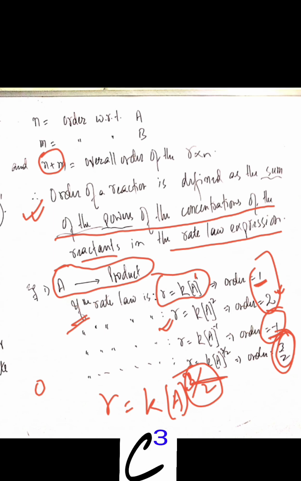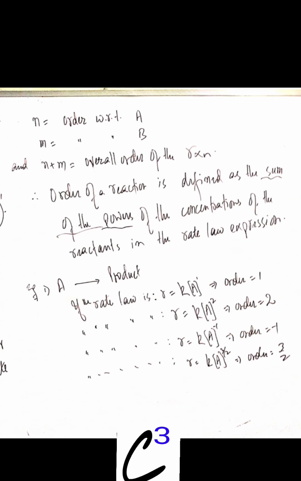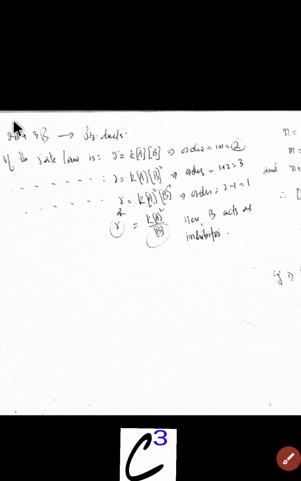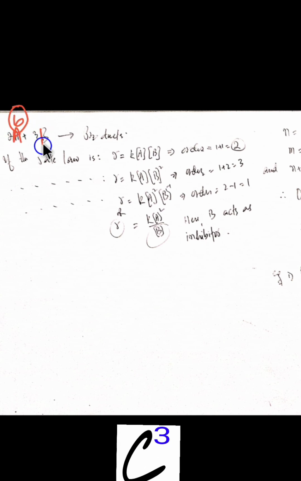Okay, now let us move to the next example. This is the second example, which is for two reactants A and B, and their stoichiometries are 2 and 3, for example.